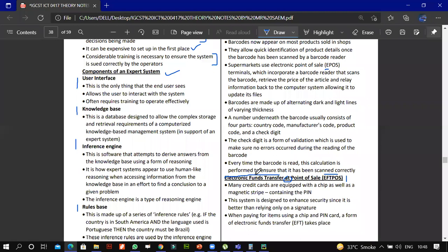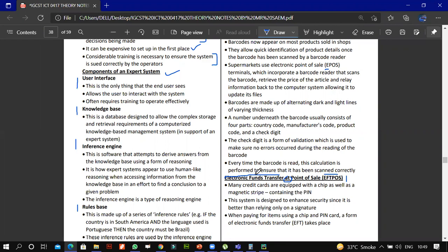If the details are correct, it will check the amount you are purchasing, let's say 10,000: do you have funds available? If the funds are available, it will carry on with the process. It will deduct the amount from your bank and send a signal to the point of sale terminal that you can carry on with the transaction. The same thing happens: all the items you have purchased will be subtracted from the stock control system of the shop, manipulated and updated in their database.